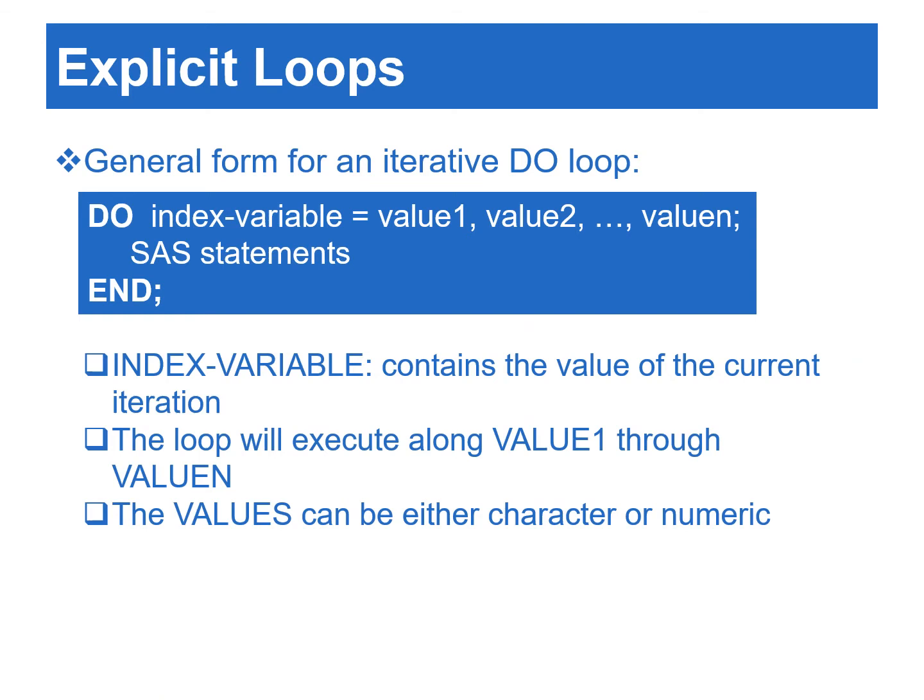In the iterative do loop, we must specify an index variable that contains the value of the current iteration. The loop will execute along value 1 through value n, and the values can be either character or numeric.